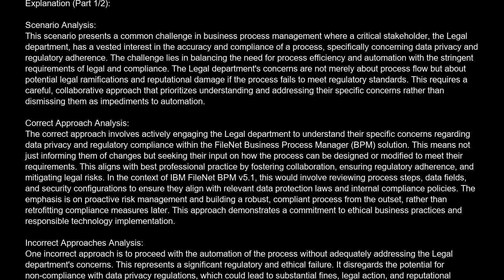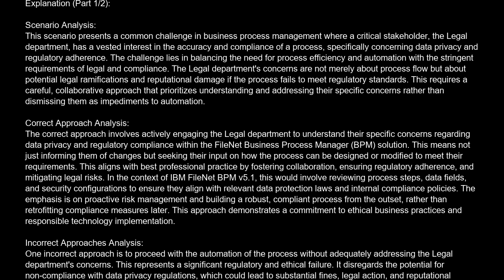In the context of IBM FileNet BPM v5.1, this would involve reviewing process steps, data fields, and security configurations to ensure they align with relevant data protection laws and internal compliance policies. The emphasis is on proactive risk management and building a robust, compliant process from the outset, rather than retrofitting compliance measures later. This approach demonstrates a commitment to ethical business practices and responsible technology implementation.